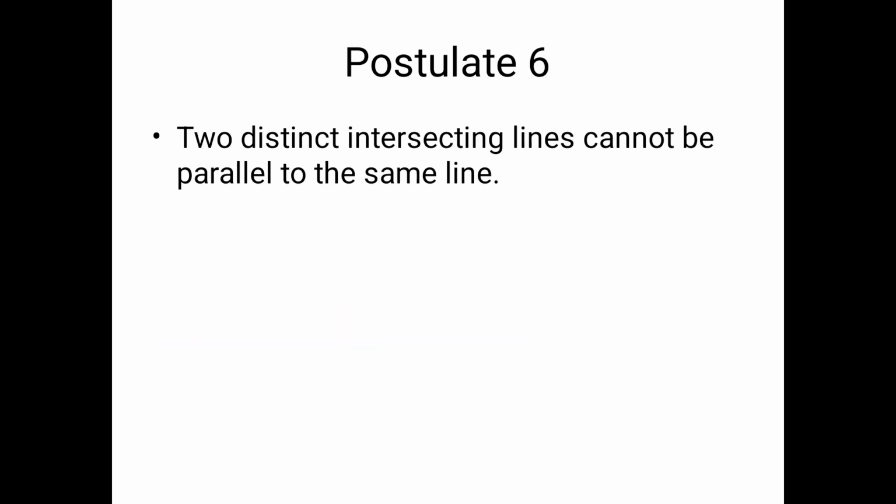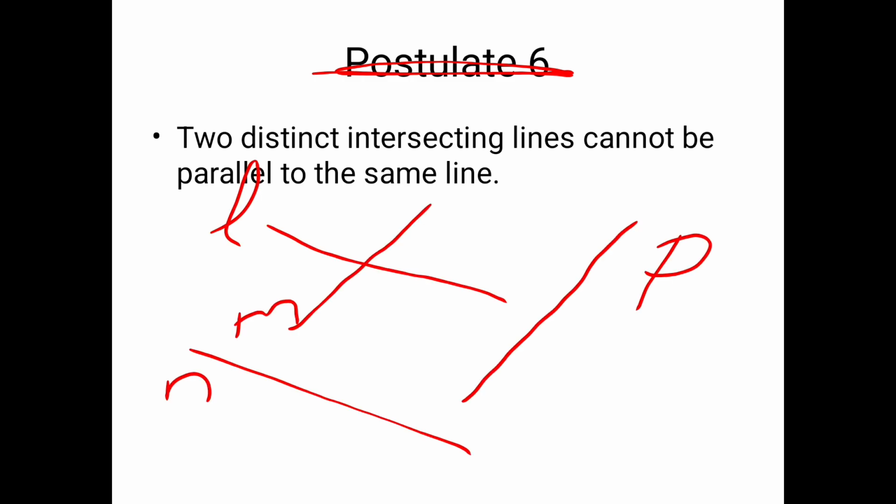Now, this is not actually the sixth postulate. This is another way of stating postulate number 5. What does it state? Two distinct intersecting lines cannot be parallel to the same line. Now, if I consider two lines which are intersecting, L and M, and if I consider a line which is parallel to the line L, that is line N, and which is, of course, if we observe here, line N is not parallel to line M, and it can't be parallel to line M also if I draw it anywhere.